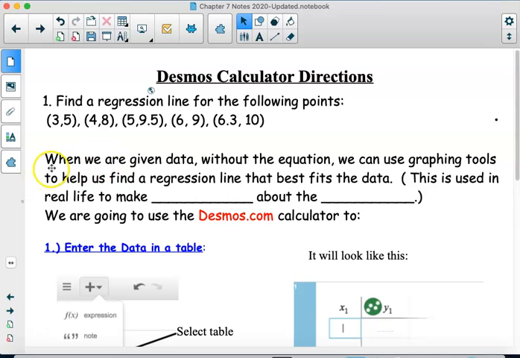Okay? And so then it says when we are given data without the equation, we can use graphing tools to help us find a regression line that best fits the data. This regression line is used in real life to make predictions about the future. So we collect data on things and watch data, and a lot of times why we're watching that data is so we can make a prediction about something else that might happen. Okay? And then it says we are going to use the Desmos.com calculator to do this.